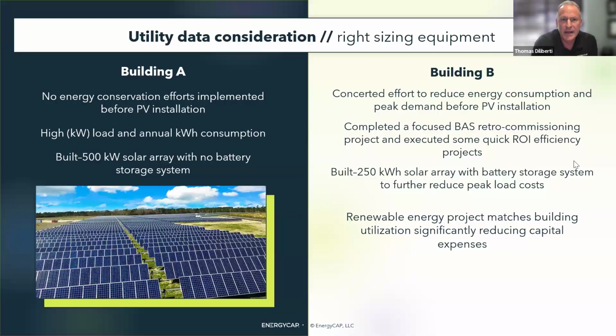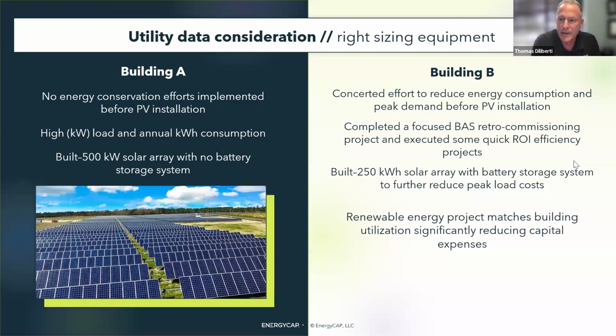Jumping into another example. And this highlights in the energy pyramid why renewable energy is at the top of the pyramid. So in this scenario, we have two buildings once again. And let's say building A, they just completed a massive solar array plan. They just added on a whole bunch of renewable energy on site. However, there was no energy conservation efforts implemented before the PV installation. As a result, it's got a high load, it's got a high annual consumption, and they had to build a solar array that met those needs because, once again, there was no effort made to try to reduce the load or reduce the consumption.